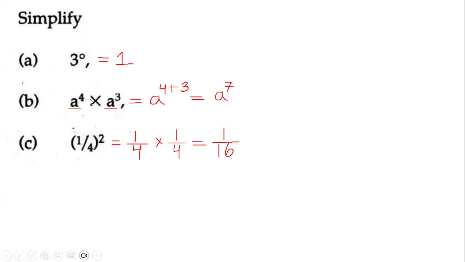So we have a to the 4th power times a to the 3rd power. Same base, so we're going to add the powers. It's going to be a to the power of 4 plus 3, which is 7. Then we have 3 to the power of 0, which equals 1. Okay. Take a picture of this and send it to me via WhatsApp.